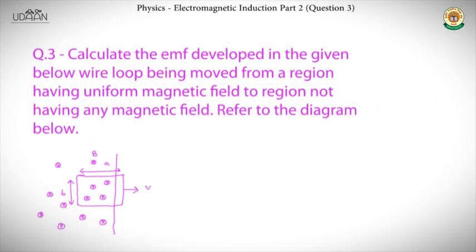We now come to question number 3. It says, calculate the EMF developed in the given below wire loop being moved from a region having uniform magnetic field to a region not having any magnetic field. We have to refer to the diagram below.